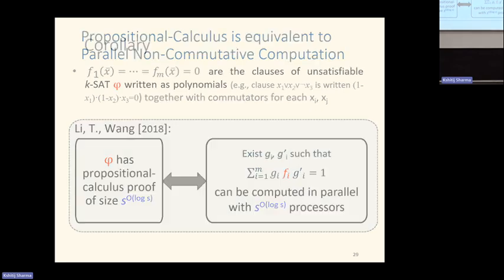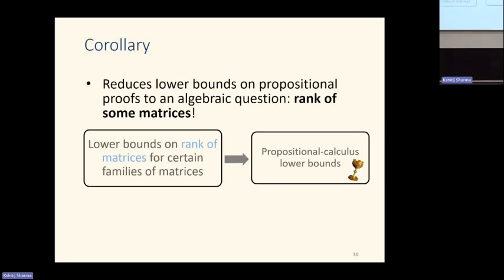But the moral is the following: what I've said before, this question about propositional logic, that there are hard tautologies that do not admit short proofs, reduces to a rank argument. Now, I won't show you the proof, but the way to prove that some function or polynomial or some algebraic expressions do not have small non-commutative circuits or formulas, as I've described, or that you need to use a lot of processors in this non-commutative computation, is a very simple rank argument.